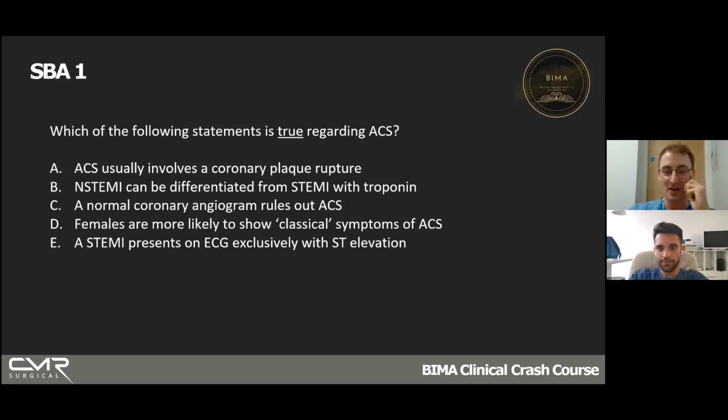So thanks very much for voting, guys. The correct answer for this is A. And the reason, which we'll go through later in the talk, is that ACS is defined basically by a rupture of a coronary plaque. There are other rarer causes, which we'll go through, but this is the main one to know about. It's not B. Troponin is an enzyme that's released when cardiac cells die, which is defined as an infarction. And an NSTEMI and a STEMI are both types of infarction. So both of them cause a raised troponin.